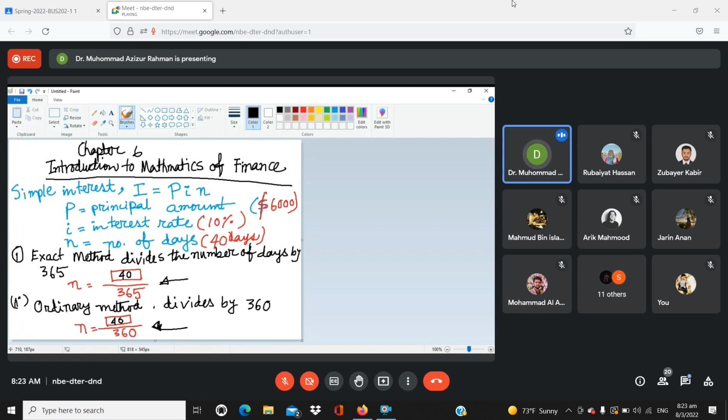So by this way we can calculate the interest, how much interest we can get. You can calculate the interest I. Simple interest you can calculate.